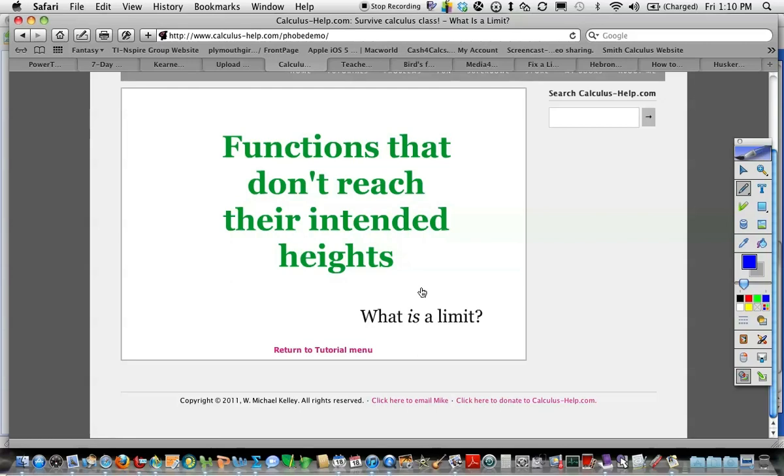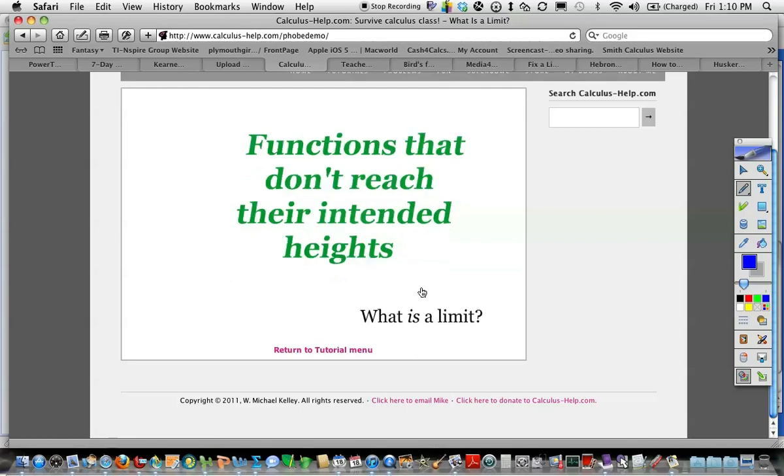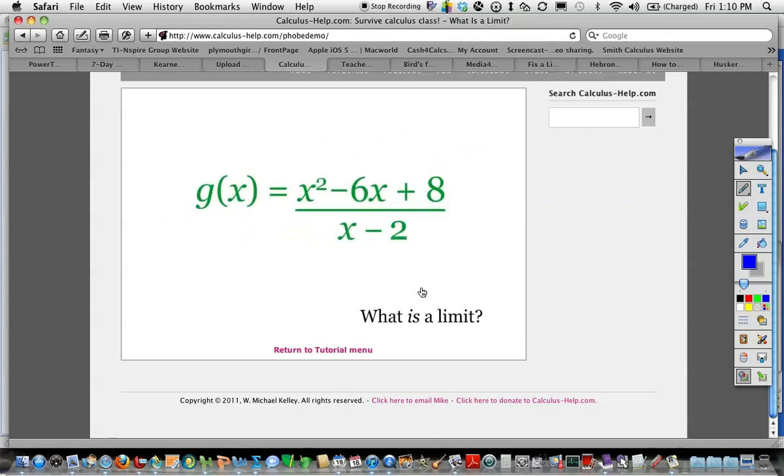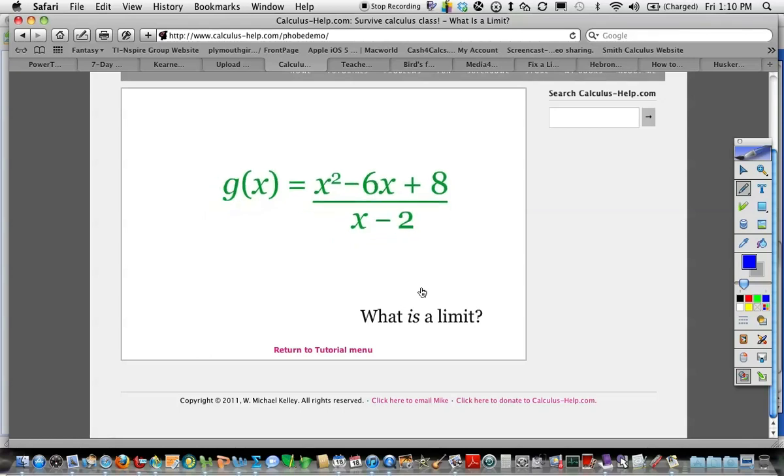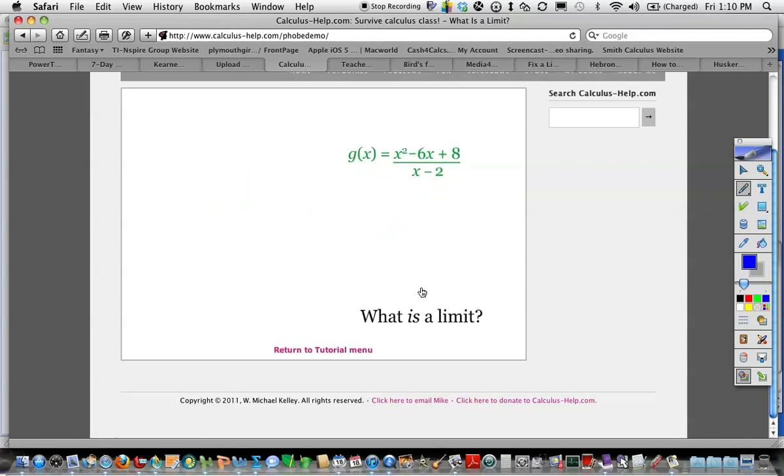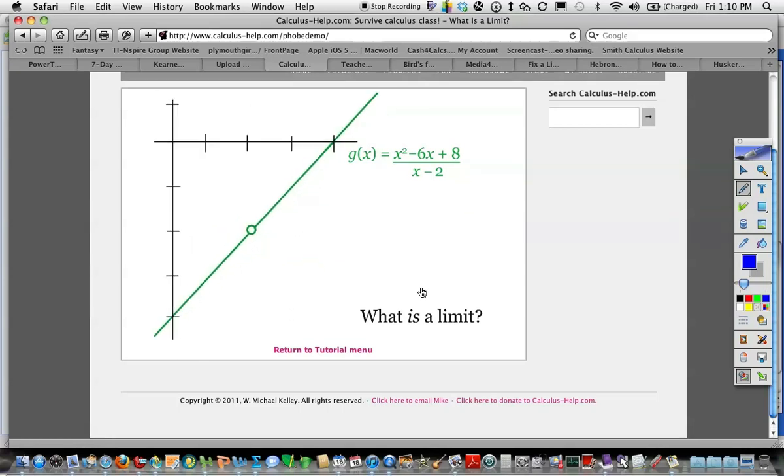But that changes when we examine functions that do not reach the heights they intend. Take, for example, this function. G of x equals the fraction x squared minus 6x plus 8 divided by the quantity x minus 2. Here's what the graph looks like. It looks like a plain old line.